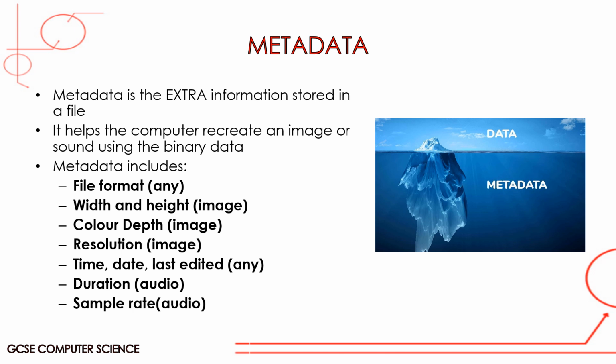In order for the computer to understand what the ones and zeros actually are, it uses something called metadata to help it recreate the actual picture or sound. Metadata is the extra information stored in a file. It helps the computer recreate the image or sound using the binary data. Examples are the file format, the width and height of the image, the color depth, the resolution, the time and date it was edited, and also the duration and the sample rate of an audio file.